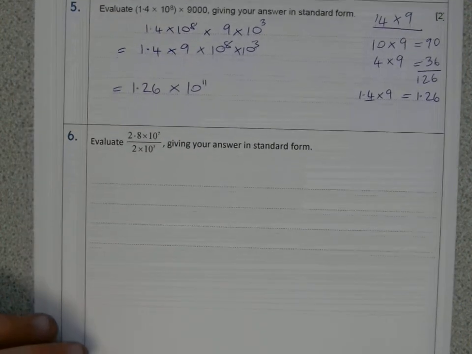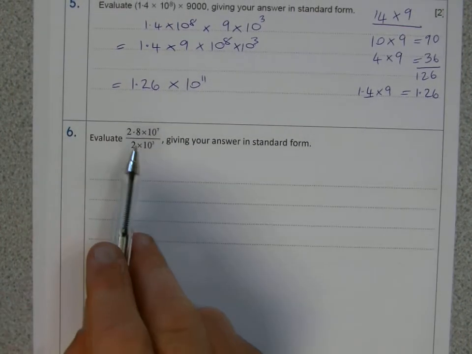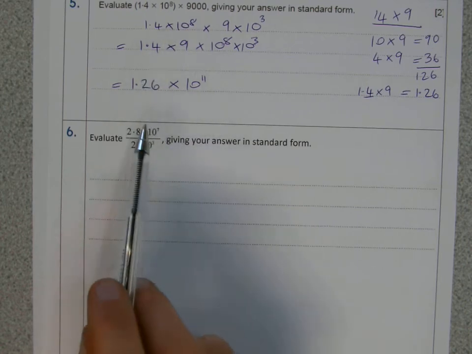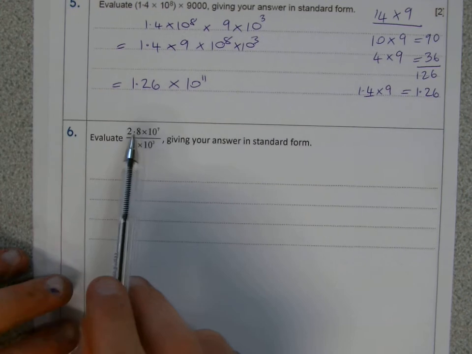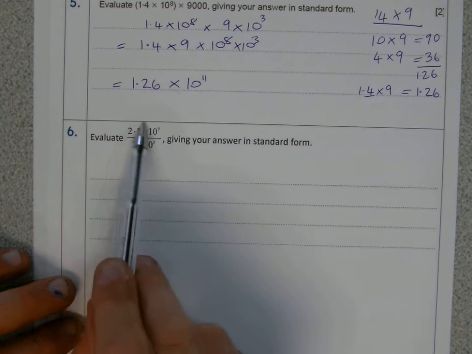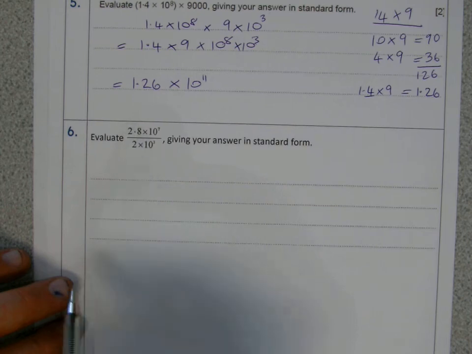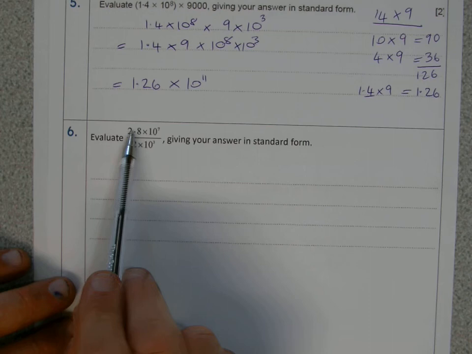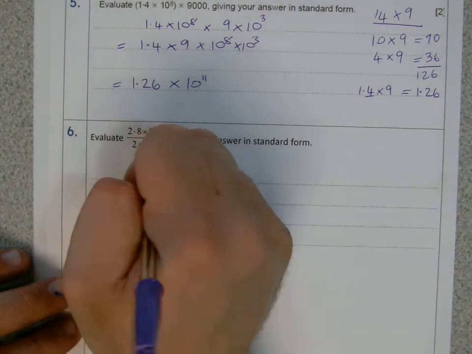Okay, question 6. Dividing with standard form is straightforward, just like multiplying, in that you can keep it in standard form, and you just divide the numbers. We've got 2.8 here, and we've got 2 here. So 2.8 divided by 2. What we're doing is halving it, so we get 1.4.